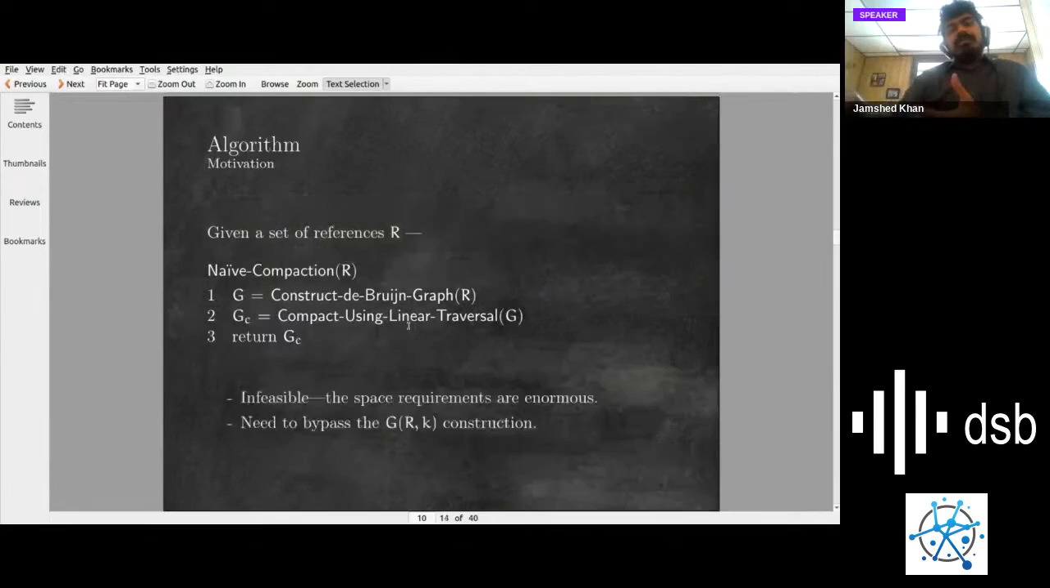Now, this naive algorithm is infeasible for moderate to larger sized genomes because the space requirements for the ordinary De Bruijn graph are prohibitive. So we need to somehow bypass the construction of the ordinary De Bruijn graph and build the compacted De Bruijn graph directly given the set of references.